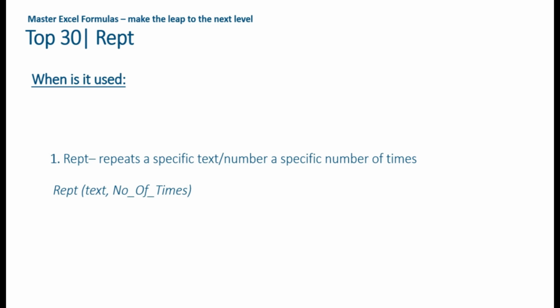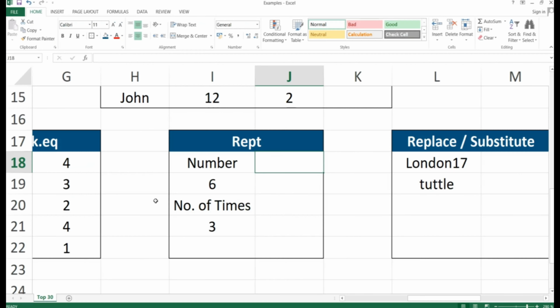What the repeat formula does, it repeats a text or a number a specific number of times. Okay, so the structure of the formula is you have the text or the number, and then we repeat it a specific number of times, as I said. So let me give you an example here.